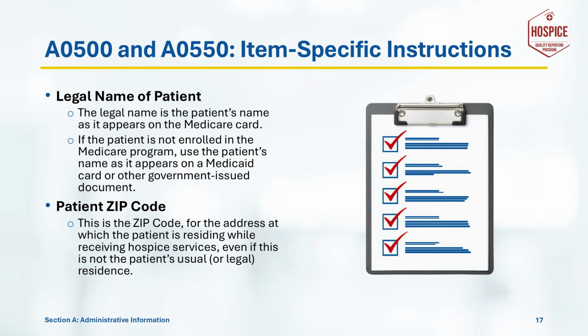Let's look at some item-specific instructions. The legal name of the patient is the patient's name as it appears on their Medicare card. If the patient is not enrolled in the Medicare program, use the patient's name as it appears on a Medicaid card or another government-issued document. The patient's zip code is the zip code for the address where the patient is residing while receiving hospice services, even if this is not the patient's usual or legal address.